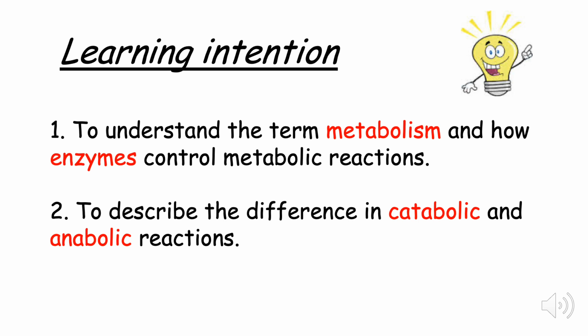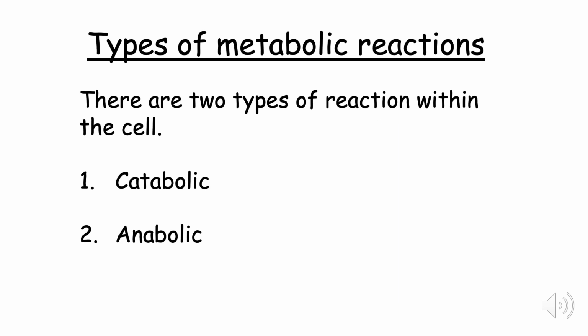Okay, so we've now had a look at the first learning intention to understand the term metabolism and how enzymes control metabolic reactions. We're now going to look at number 2 to describe the difference in catabolic and anabolic reactions. There are two main types of metabolic reaction that occur within a cell. The first is called a catabolic reaction, and the second is known as an anabolic reaction. We're going to look at both of these in a wee bit more detail.